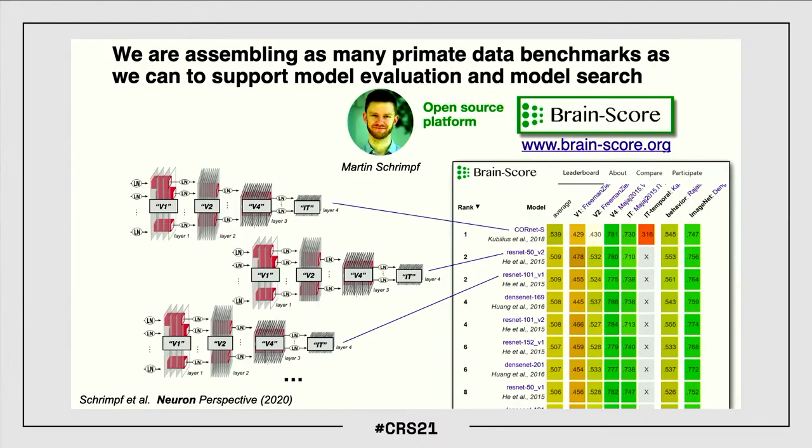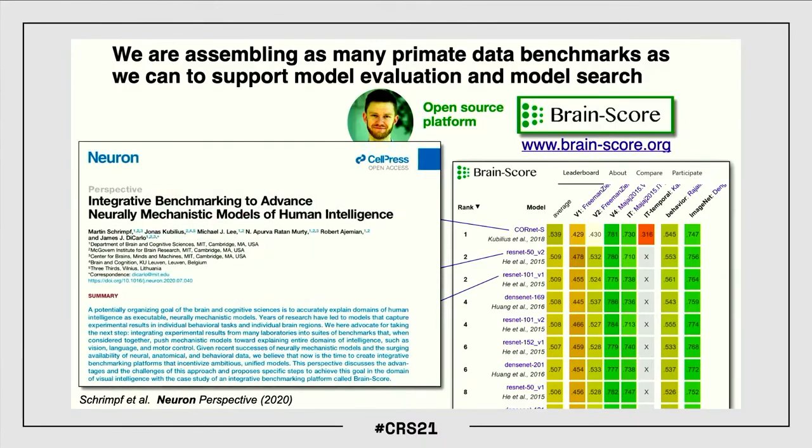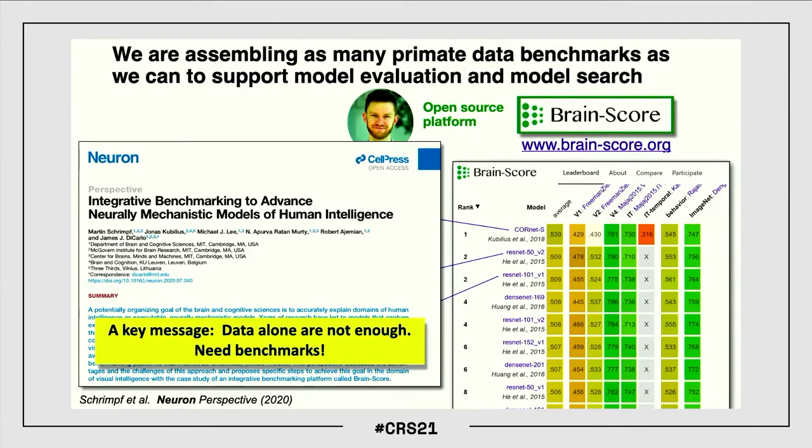And what you have are a set of models. Here are 8 example models shown on this plot. And you have some benchmark summary scores shown for different visual areas here. If you're interested in this kind of strategy, I will refer you to this perspective piece that Martin wrote about a year ago. It gives all the pros and cons of doing this and all the challenges of doing it this way. So I point you to that if you're interested in learning more.